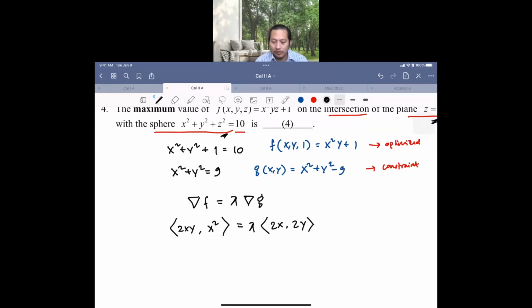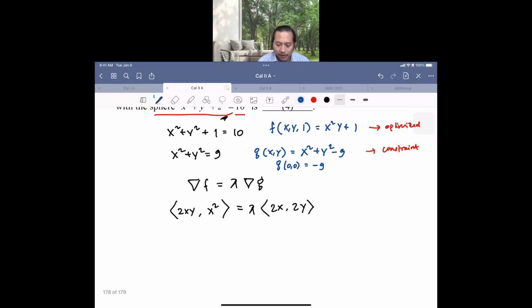Now, if we see g when it is 0, it's supposed to be negative 9. Now, if we imagine the case where x is 0 and lambda is not 0, what will happen? It contradicts the constraint, which is negative 9.